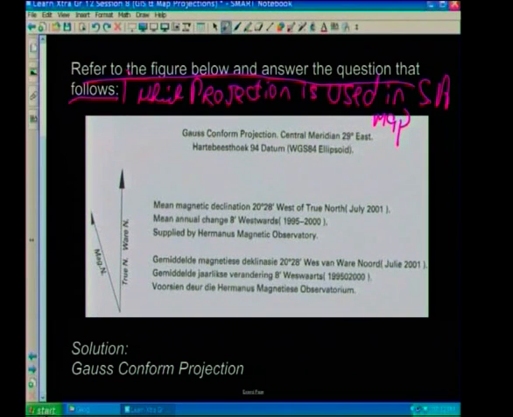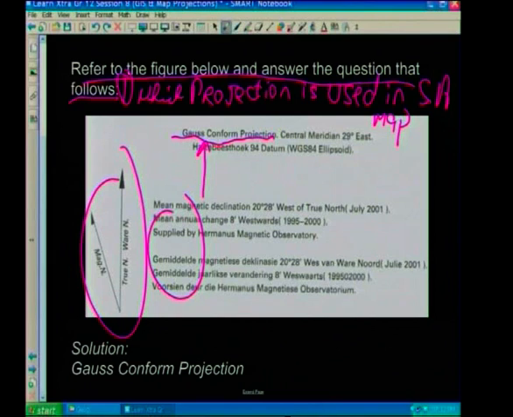All right, the question: which projection is used in South African maps? And if you look carefully where the magnetic declination is indicated to you, in all our maps, when we set them, we try to keep them like that. Just above there, it says Gauss conformal projection. So we use this Gauss conformal projection, and that's your answer for that question, which projection is used in South African maps. Guys, very simple.